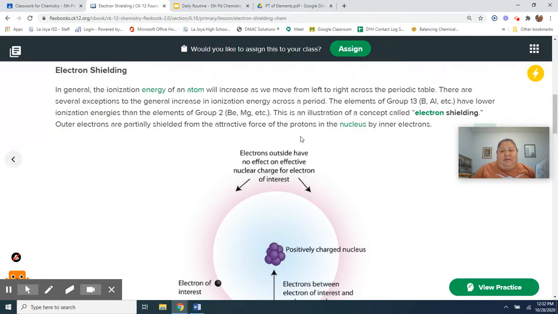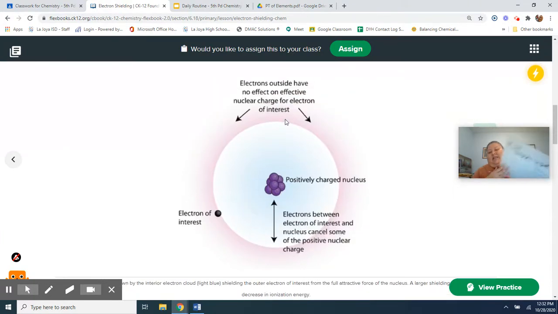Okay, and let's talk about that. The reason is because of a concept called electron shielding. Outer electrons are partially shielded or blocked from the force of the protons in the nucleus by inner electrons. And here you have a picture. I don't really like this picture. I'm going to draw my own. Okay, I like to see more color. I don't know about you guys, but I definitely like to see a lot more color when I'm talking about electron shielding.